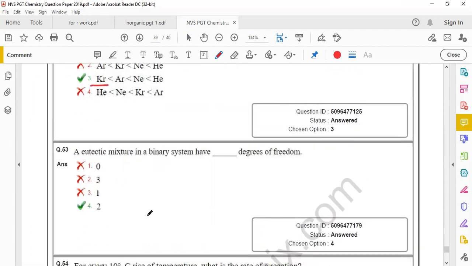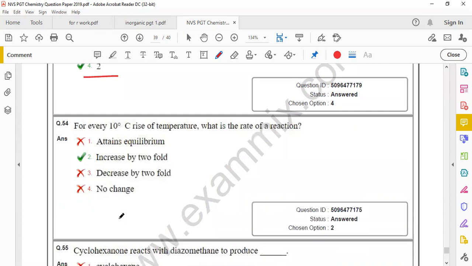Next question is, a eutectic mixture in a binary system has dash degrees of freedom. For a eutectic mixture in a binary system, the degree of freedom will be 2. Next, for every 10 degrees Celsius rise of temperature, what is the rate of reaction? The rate of reaction will be increased by twofold.